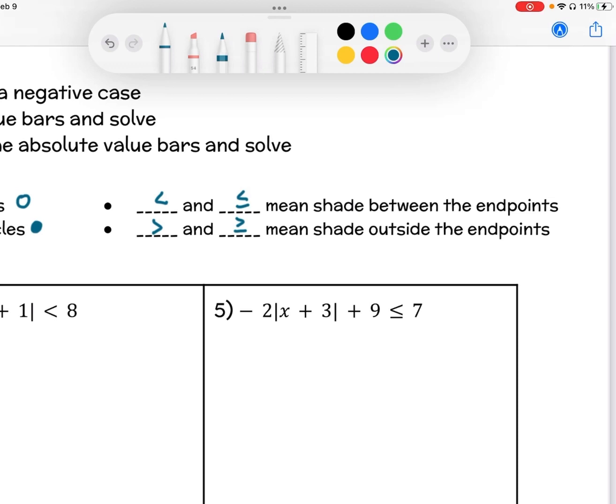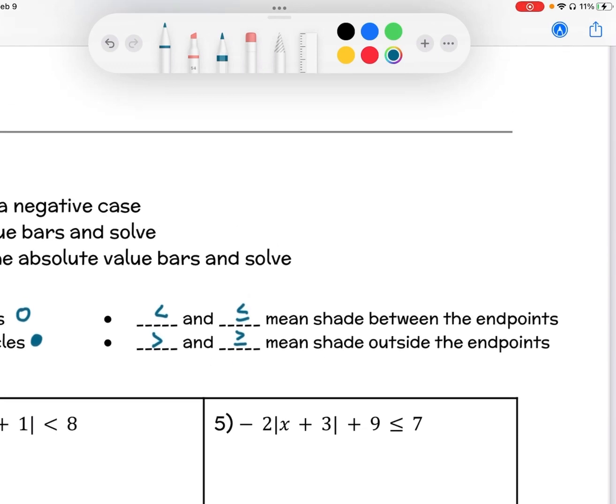Okay, so I'm going to go ahead and make this because I think some people still struggle with this, which is okay. So this is a less than sign, and you can kind of tell because it kind of looks like an L. And then this is a greater than. So it's important that you know the difference between those.